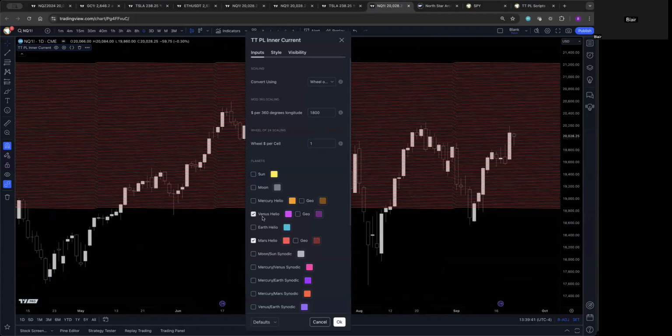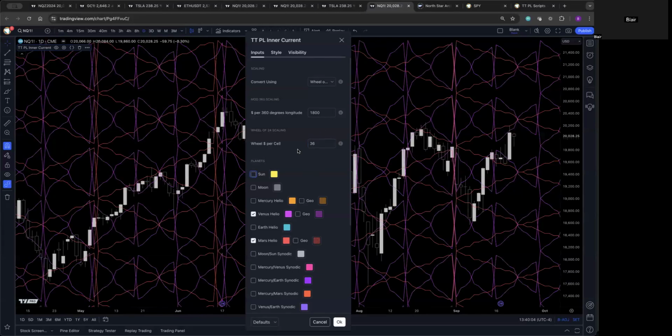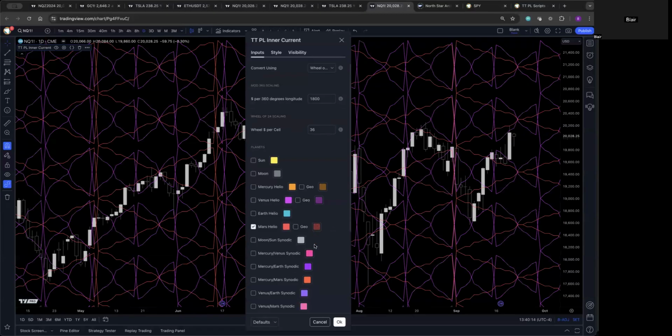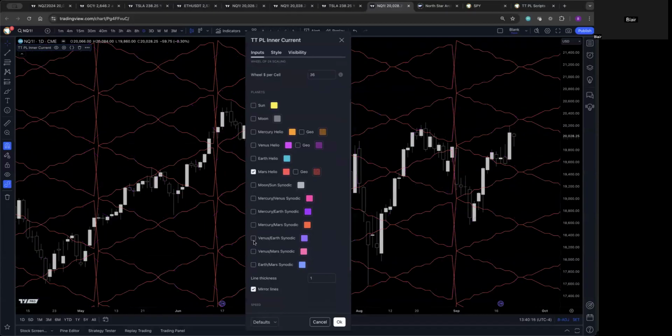It's going to continue to use Venus and Mars because they're selected down here as the planets. And you can see that the scaling is clearly off, right? Because we have just way too many lines. So what I like for NQ futures is a scaling factor of 36. And this is where my numerology bias comes in. I like to have these numbers that sum up to 9, have a digital root of 9. Okay, so why don't we just turn off Venus, and now we can look at Mars.